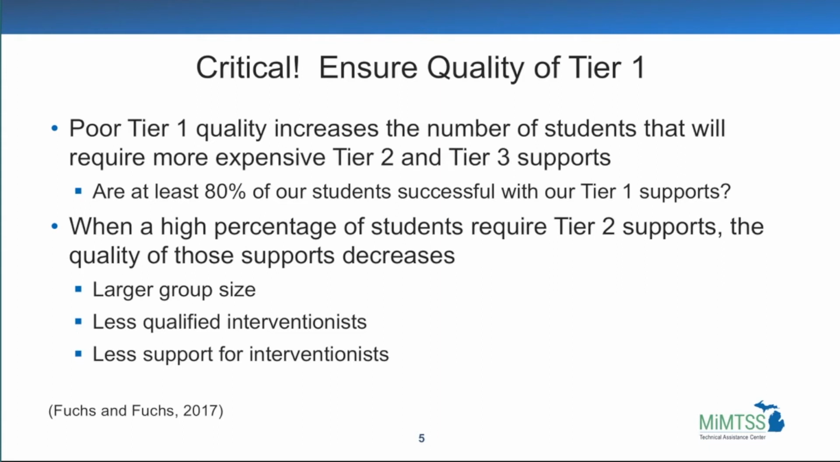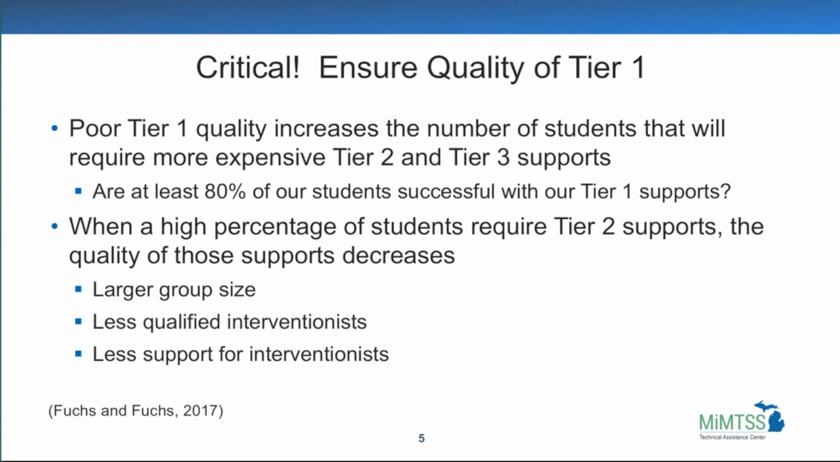We can't intervene our way out of a Tier 1, or core instruction, universal problem. Our systems can't support more than about 20% of our students needing intervention beyond the core instruction. A great question to ask is, are at least 80% of our students successful with our Tier 1 supports? If yes, you can typically manage the number of students who need behavioral intervention.